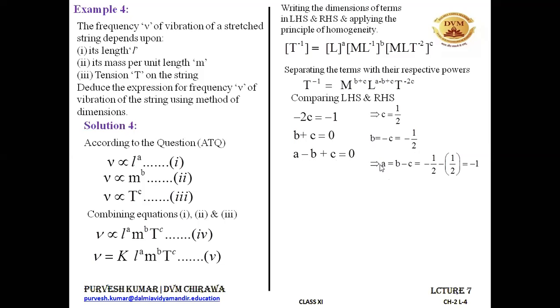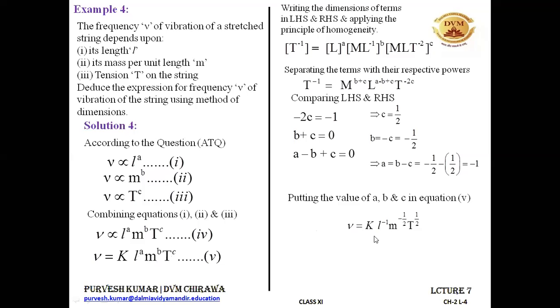Now put these values in equation number 5. All right. So let's put these values in equation number 5. You will be having this thing, that mu is equal to K. In place of A, I have written minus 1. In place of B, I have written minus half. And in place of capital T, I have written half, that is the value of C. So C is half from the equation we got.